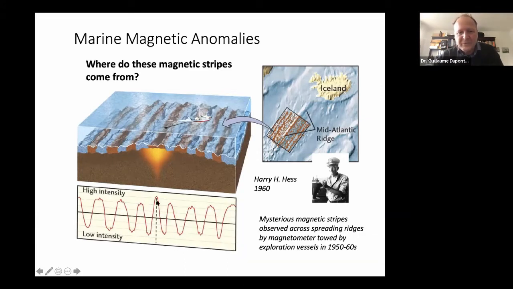And so when the field reverses polarity, the magnetic field acquired when the basalts are forming here at the ridge is going to be opposite. So in the end, the rocks get magnetized and they have an opposite magnetization, whether they are magnetized during one direction or the opposite direction. Okay, and then you create these anomalies.